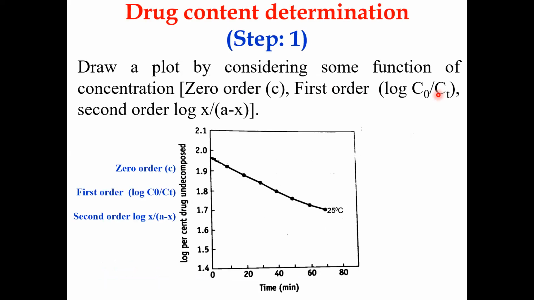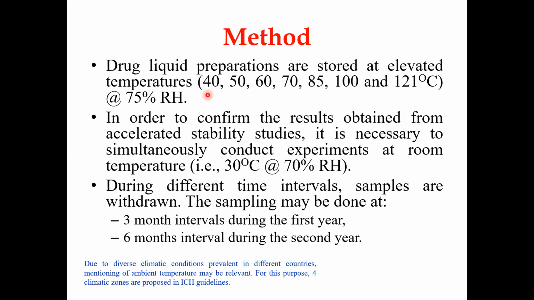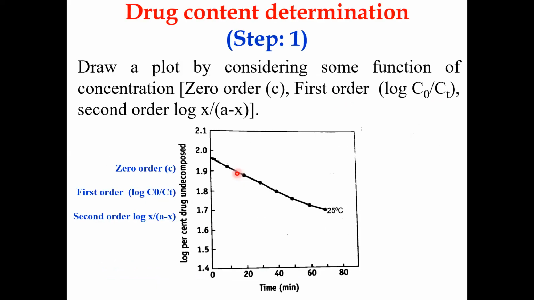So now, step one, what exactly do we have to do? Take the product, subject it to these temperature conditions like 40, 50, 60, 70, and parallelly you have to do it at normal room temperature also for cross verification. Please understand, apart from this, you should also do it at normal room conditions, that is 25 degrees or 30 degrees centigrade, which is room temperature. That's what they have given here.